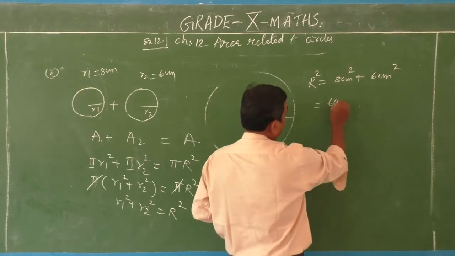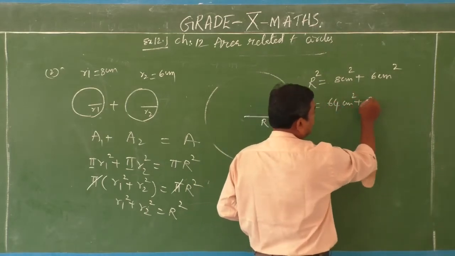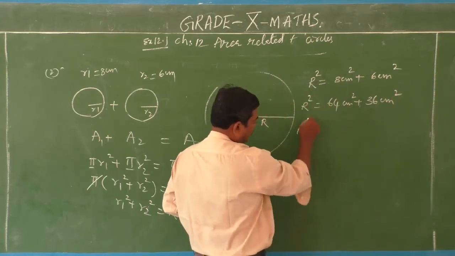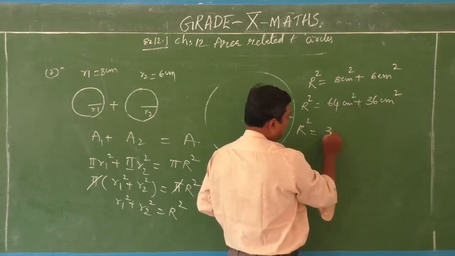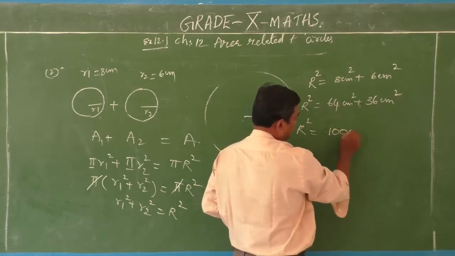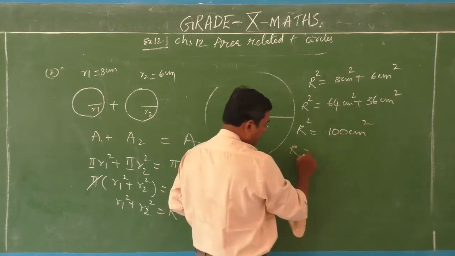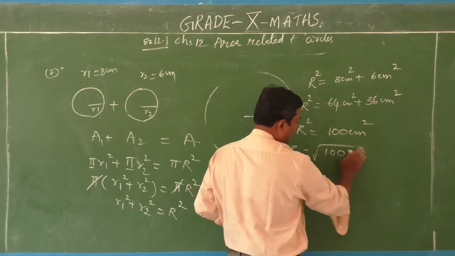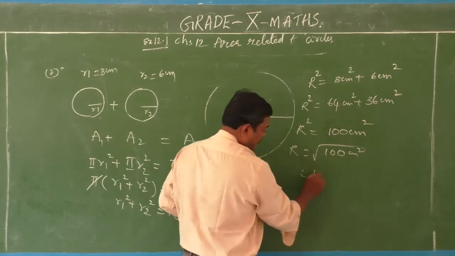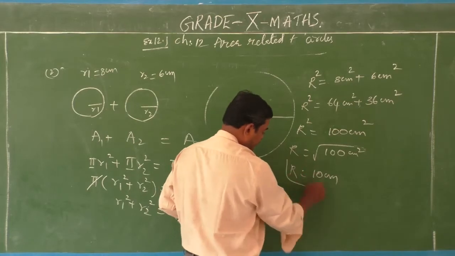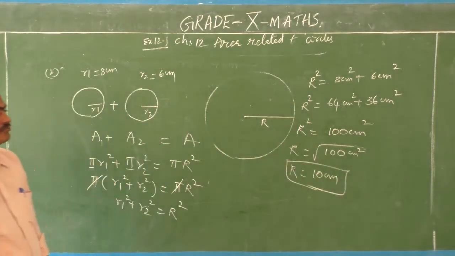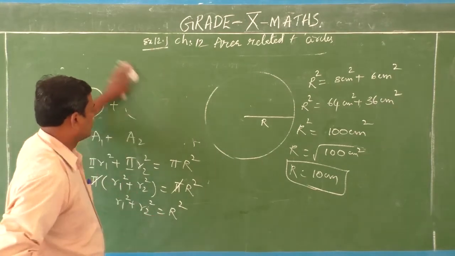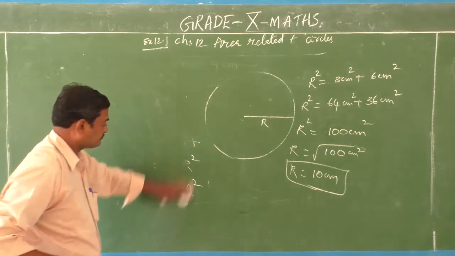That equals 64 centimeter square plus 36 centimeter square. Now, R square equals 64 plus 36, which is 100 centimeter square. R equals the square root of 100 centimeter square, which equals 10 centimeter. So the radius of the new circle, capital R, equals 10 centimeter.